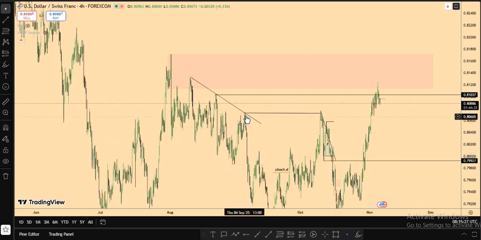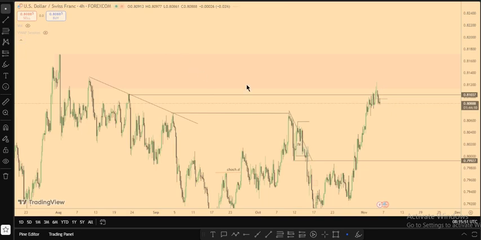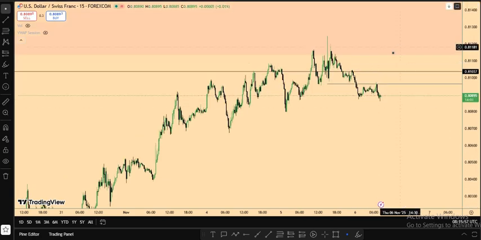Price tested this supply zone since August. This is the first time price tested the supply zone since August, and as you can see, price fell. But I'm still going to wait for another retest inside of this zone, or wait for price to move inside this zone, and then we can know if we are going to go for that short. So for now, this is a demand zone.